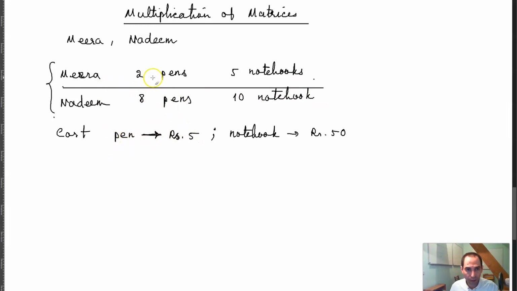So what I can do is write this information, 2, 5, 8, 10, in the form of a matrix. 2, 5, 8, 10.